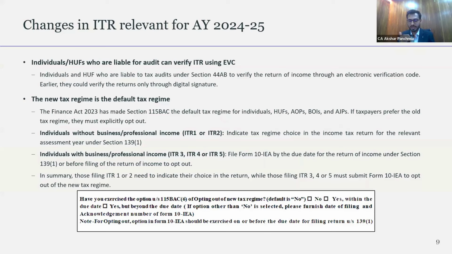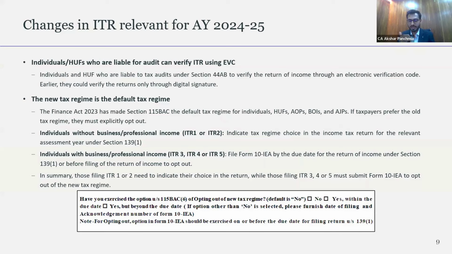Whereas a person filing ITR 3, 4, or 5 will require filing of Form 10-IEA before you file your return. Rather, it says by the due date of filing your return, but then it cannot be that you have filed your return first and then you go to file this. Ideally, you should file this form first and then file your income tax return.